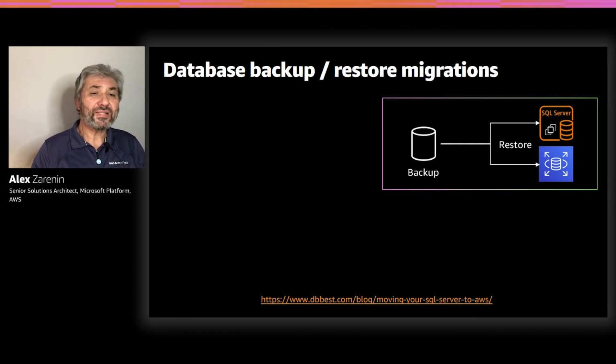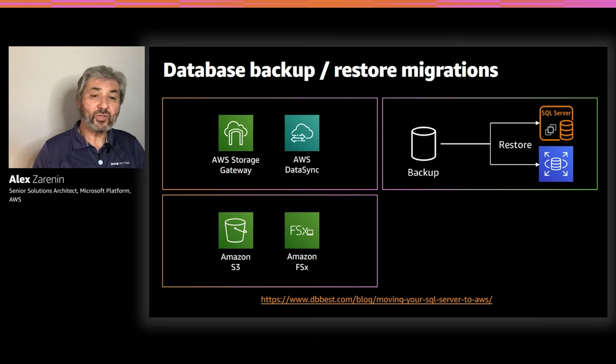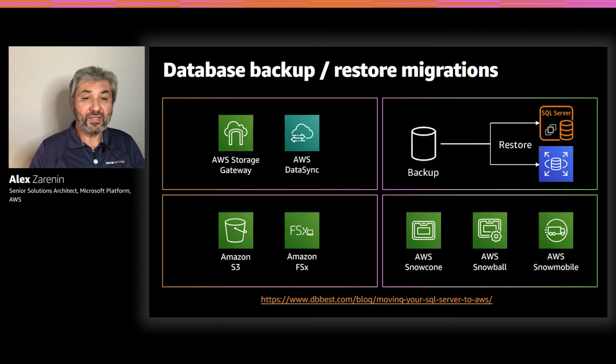AWS offers a broad set of tools to bring your database backups to AWS, starting with AWS Storage Gateway and AWS Data Sync to move your backups across the wire, followed by Amazon S3 and Amazon FSx to store your database backups on AWS. If your database is too large or would take too long to transfer over the wire, AWS offers a Snow family of products capable of transporting up to exabytes of data into AWS. So let's see how we can use these tools for migration.